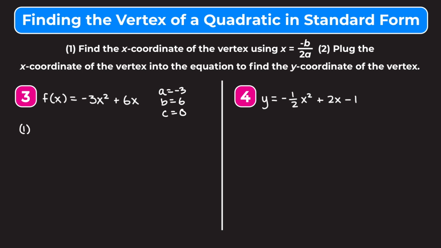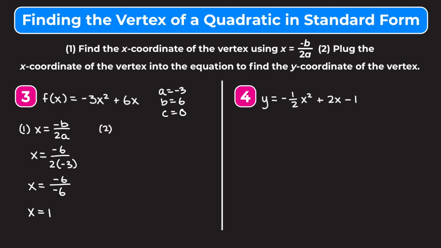So to find the vertex, we're going to start by finding the x-coordinate using negative b over 2a. Our b value is 6, so we're going to have negative 6 over 2 times our a value, which is negative 3. We're going to keep negative 6 on the top. 2 times negative 3 is negative 6. And negative 6 over negative 6 is just 1. So we get that the x-coordinate of our vertex is 1.